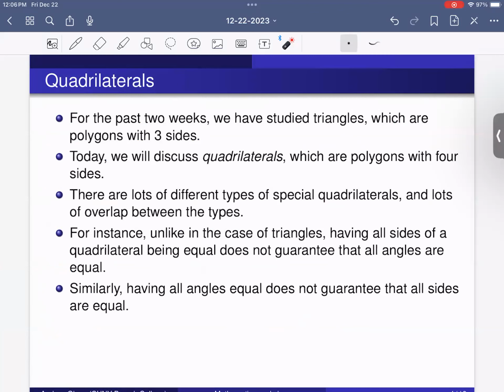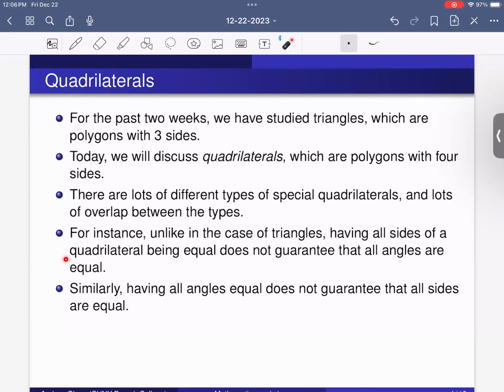So for the past 2 weeks, we studied triangles, which are polygons with 3 sides. So today we're going to discuss quadrilaterals, which are polygons with 4 sides, which get a little bit more complicated. So there's lots of different types of special quadrilaterals and lots of overlap between the different types. And so, for instance, unlike in the case of triangles, you can have all 4 sides of a quadrilateral being equal, but that doesn't mean that all the angles are going to be equal.